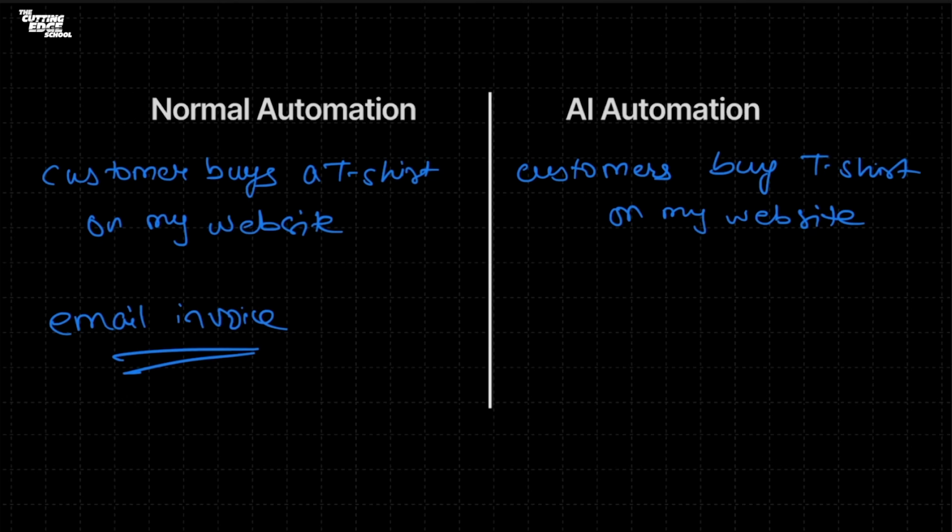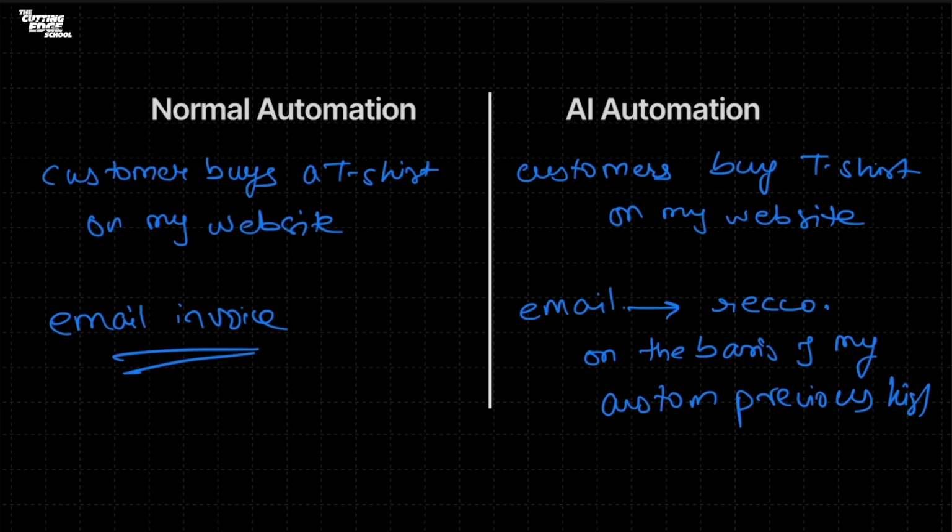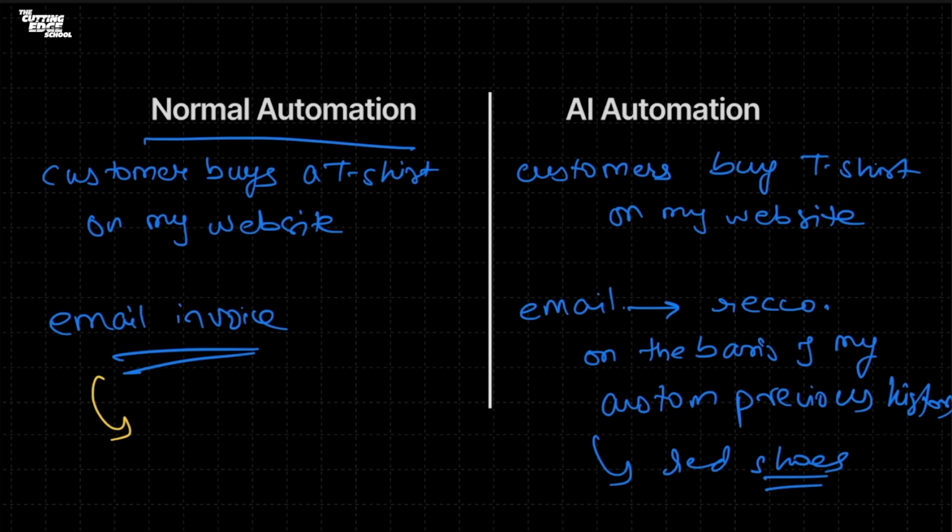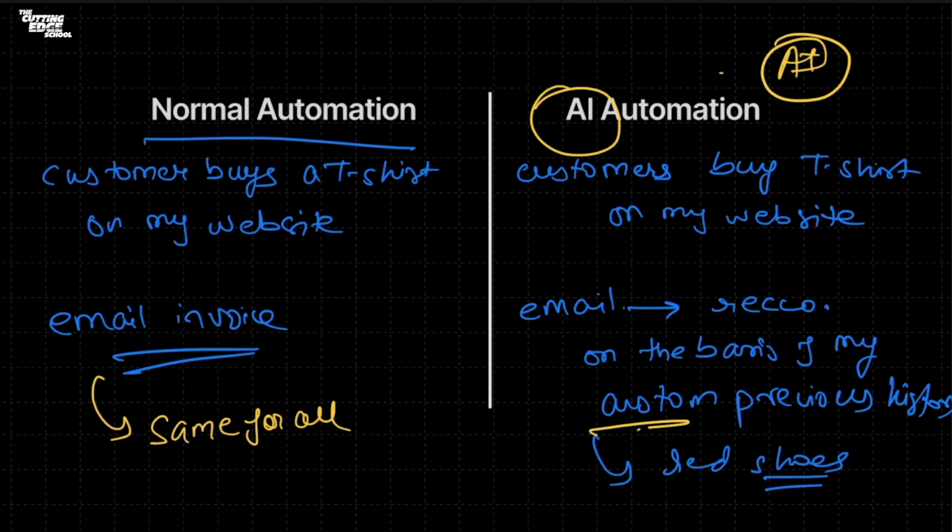That's all. But in AI automation, he gets an email that is not a generic invoice, but it also has recommendations on the basis of my customer's previous history. So it would check that my customer buys a lot of red products. So it would say that here are some red shoes that will match with this white shirt. So in a normal automation, the outputs are same for everyone. But in my AI automation, because there is some AI tool which is being used to write this custom email, this becomes an AI automation.